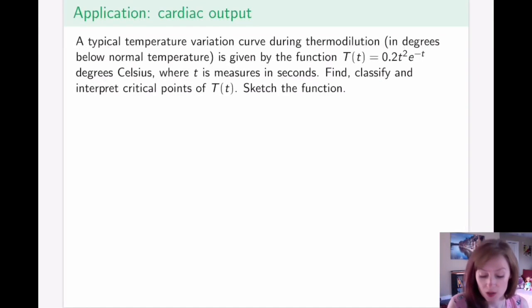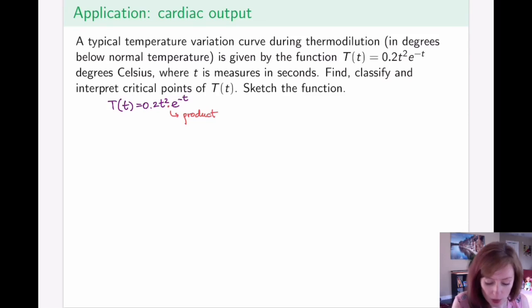So let's first take a derivative. Let me rewrite the function so I can analyze it a little bit closer before actually differentiating. So first and foremost, notice that this is 0.2 t squared times e to the negative t, which means that before anything else, this is a product, and therefore we will have to apply the product rule.